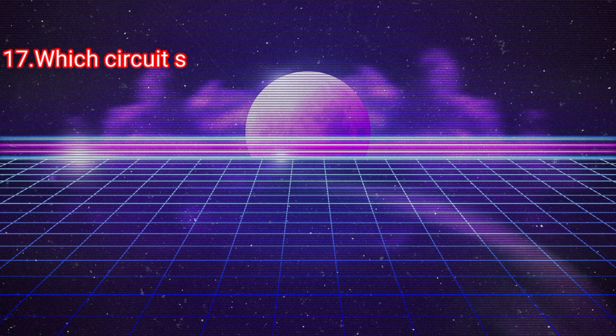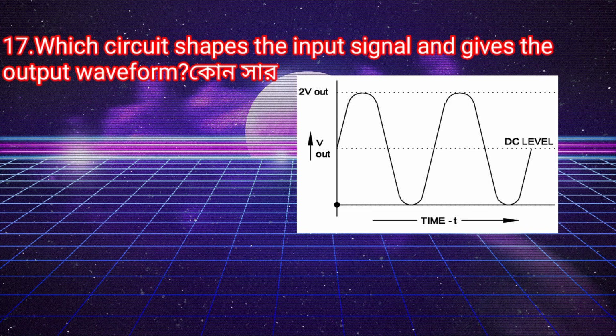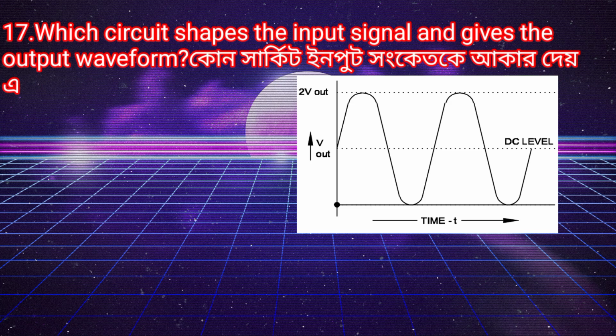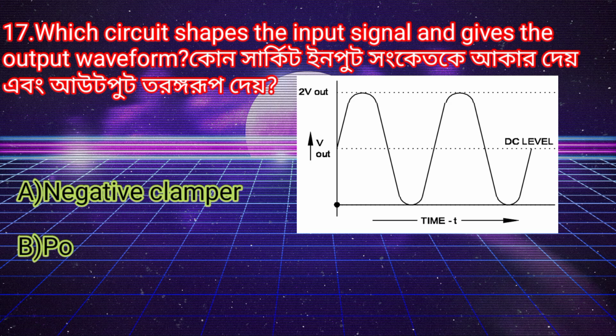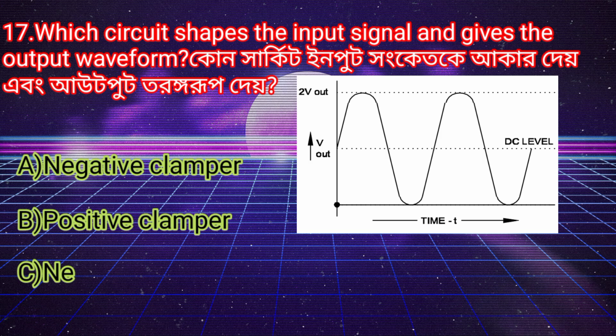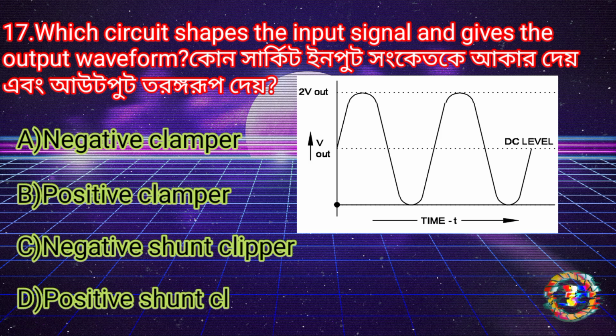Which circuit shapes the input signal and gives the output waveform? Option A negative clamper. Option B positive clamper. Option C negative shunt clipper. Option D positive shunt clipper. উত্তর হবে অপশন বি positive clamper.